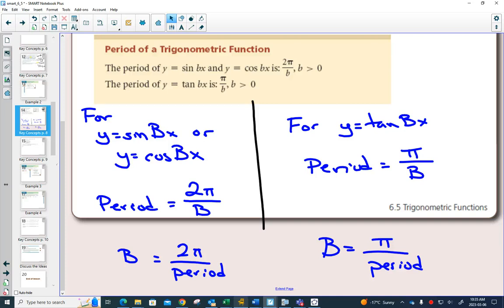But deal with your period. There's a formula for figuring out your period quickly, and we just did it in our question using horizontal stretches and compressions. Whatever the b value is, you're going to have to divide your period, which was 2 pi, by b for both sine and cosine. And for tangent, since your period was pi, the formula for the period would just be pi divided by your b value.